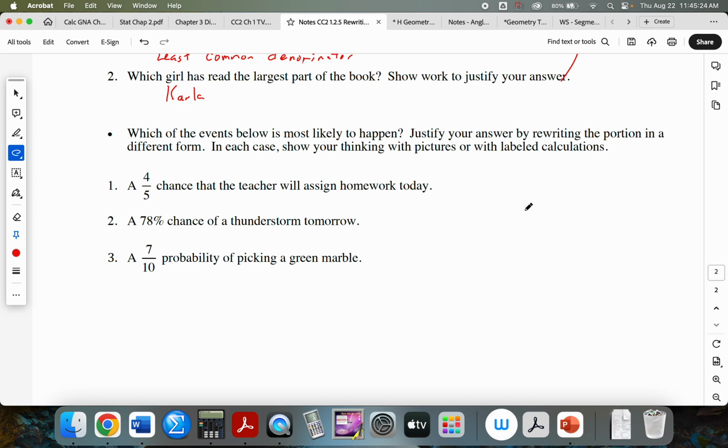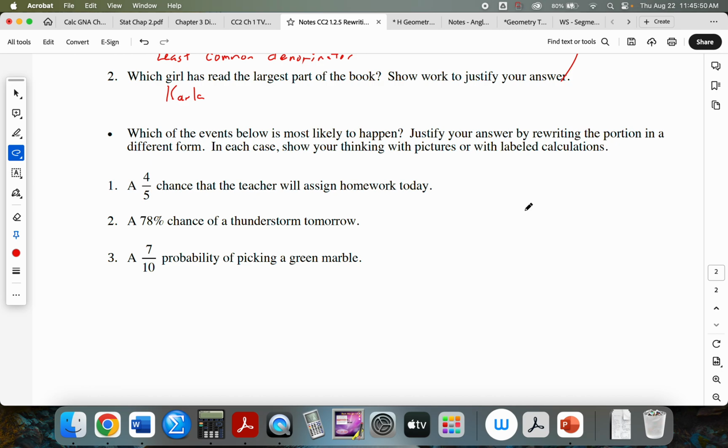Real quick, with pictures, your book loves to do the pictures. I'm just way too lazy to do pictures. Okay? Now, my joke is that mathematicians are either the laziest people in the world or the most efficient people in the world. So when someone says, you're just being lazy, you're like, no, I'm just being efficient. Okay?